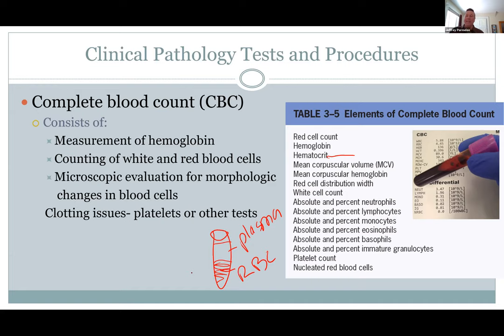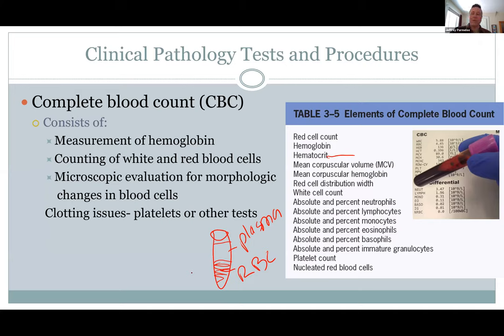And if you are anemic, it means you do not have enough red blood cells or not enough hemoglobin. If you are dehydrated, you're going to have a high hematocrit because plasma is mostly water. So doing a hematocrit immediately tells someone what percentage of your blood is red blood cells and is there an issue.